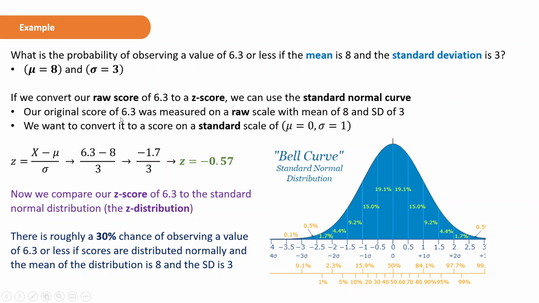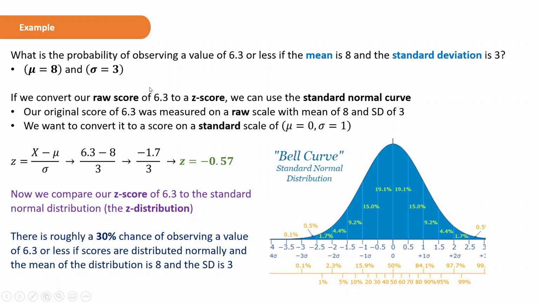So when we convert scores into z-scores, what we're doing is we are basically changing our raw scores onto a scale where they are relative to a mean of 0 and a standard deviation of 1. And so that's all a z-score is. We're taking a raw score and converting it to a score on a standard scale. And so the way this looks is the formula is a z-score is equal to our raw score x minus the mean mu divided by the standard deviation, which in this case would be 6.3 minus 8 divided by 3. Do the math, and that gives us a z-score of negative 0.57.